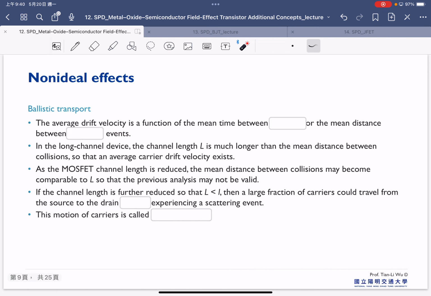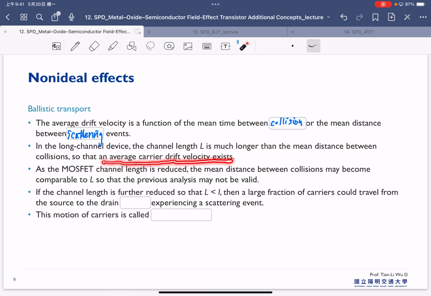And the next interesting phenomenon is what we also call ballistic transport. The average drift velocity is a function of the mean time between collisions, or the mean distance between scattering events. So that means in a long channel device, the channel length is usually much longer than the mean distance between the collisions. So the average carrier drift velocity exists.